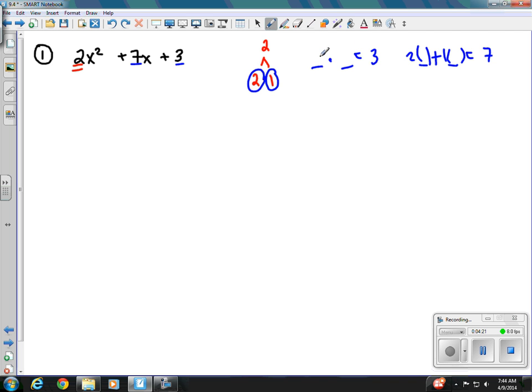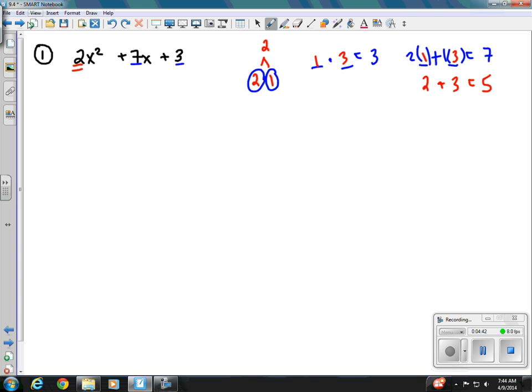Now we come over here and we say, what can multiply to 3? Well, 3 is also prime, so we know 1 times 3 works. So 1 and 3. So now we have to check the addition step, make sure it works. So 2 times 1 is 2. Plus 1 times 3 is 3. Equals 5. So that didn't work.